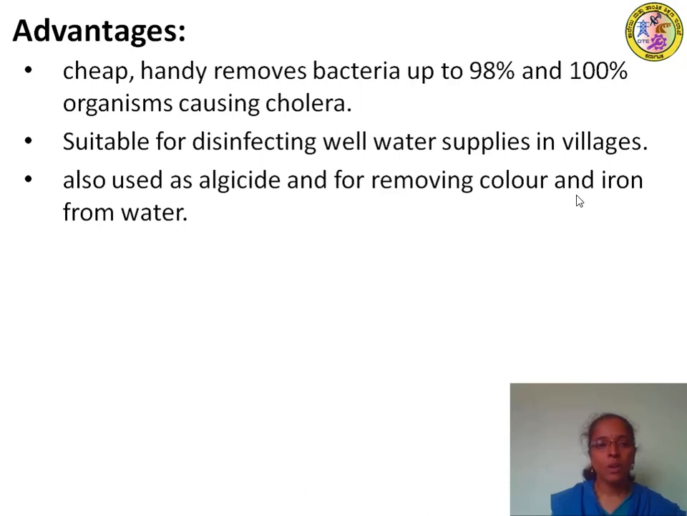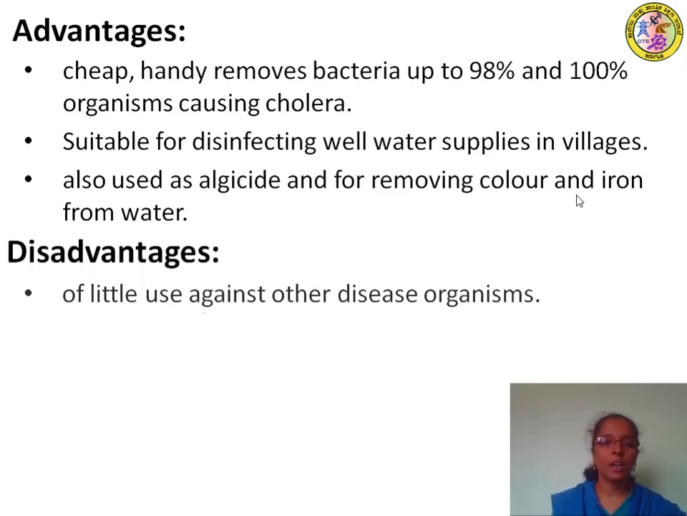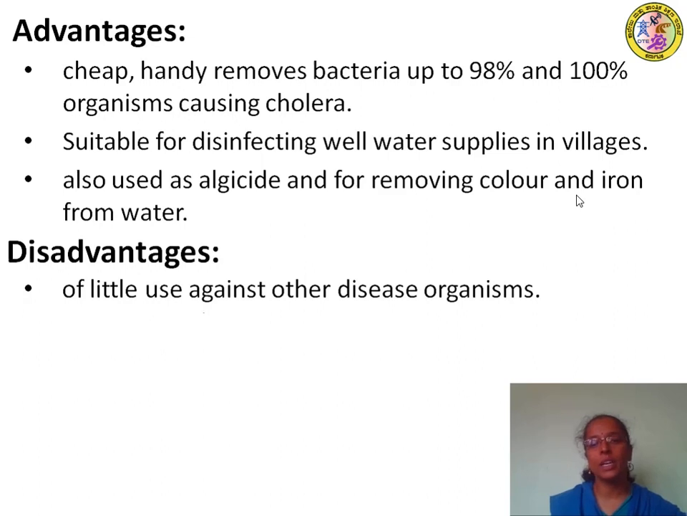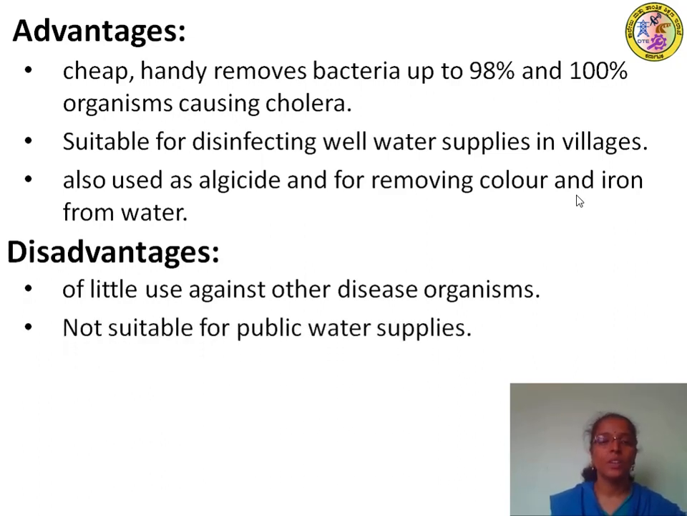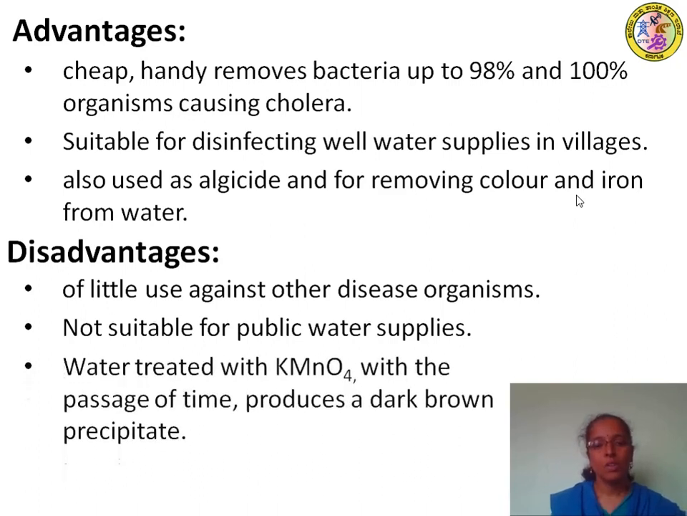Potassium permanganate is also used as an algicide to remove color and iron from water. The disadvantages are, it is of little use against other disease producing organisms. It is not suitable for treating public water supplies. Water treated with potassium permanganate produces a dark brown precipitate which is difficult to remove.